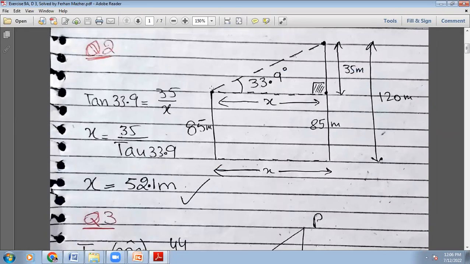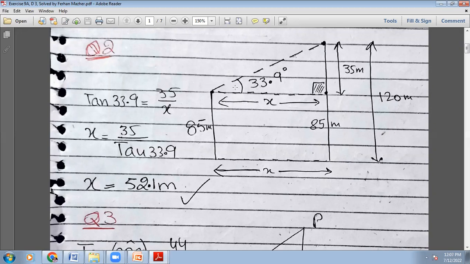So this is that shorter building, which is 85 meter tall, and this is that larger building, which is 120 meter tall. So if this is 85, this will be also 85. So this upper portion will be 120 minus 85, 35 meter. And the angle of elevation of the top of the taller building from the top of the smaller building is 33.9 degree. I want to find out what is the distance between the buildings. Whatever is the distance here, same is the distance here. This portion is 85, the total portion is 120, 120 minus 85, this will be 35.